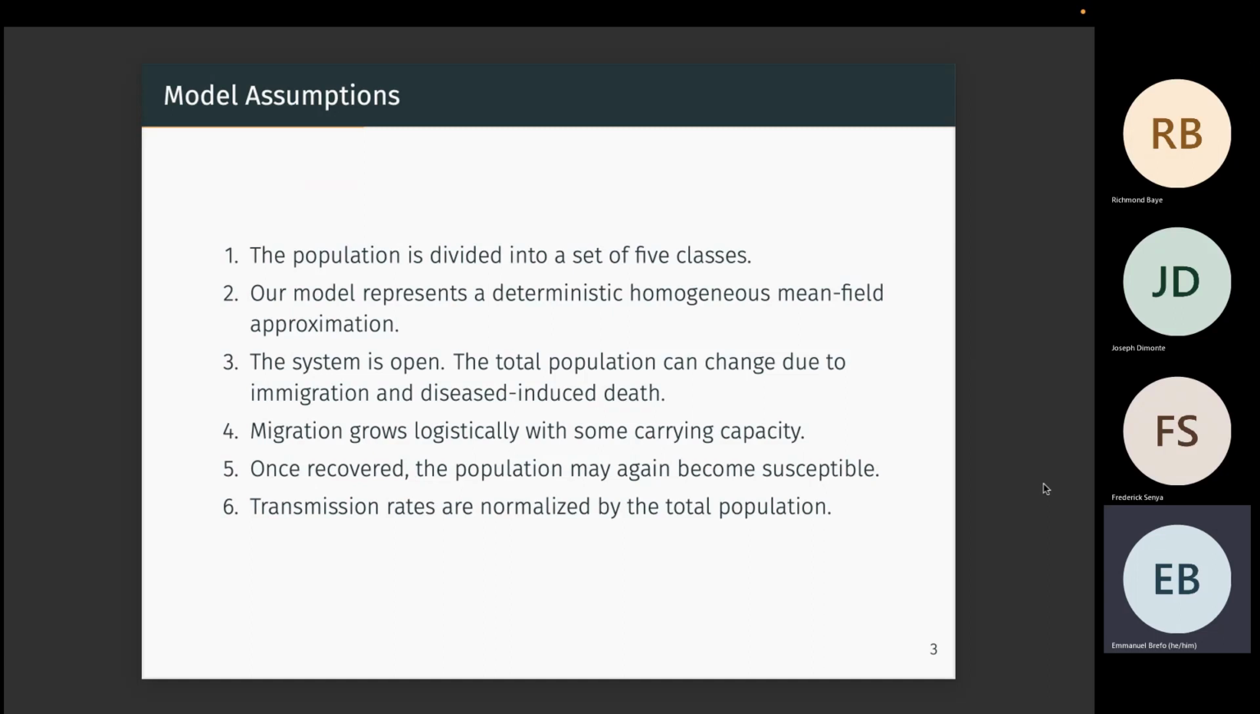And we also assume that individuals in the system, once they recovered, can be susceptible again, go to the susceptible compartment. And our last assumption was that transmission rates are normalized by the total population.